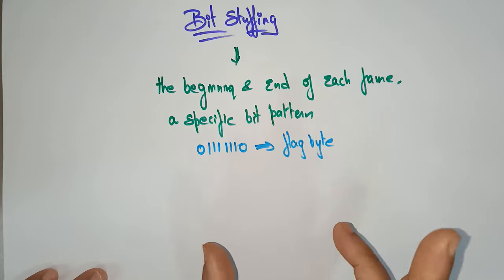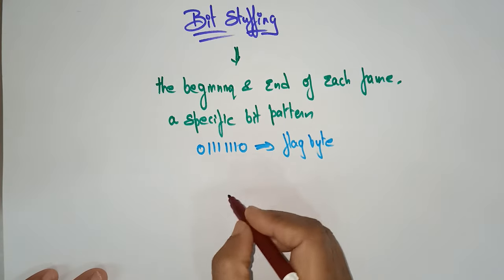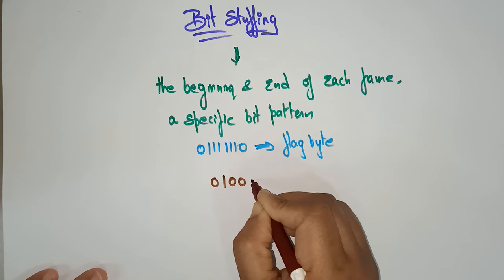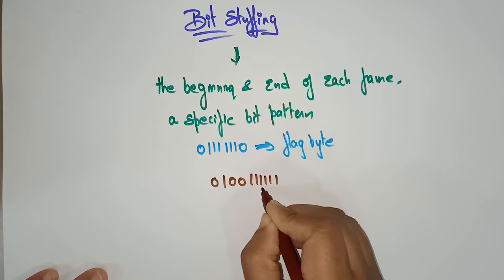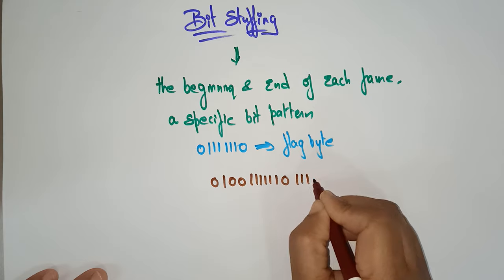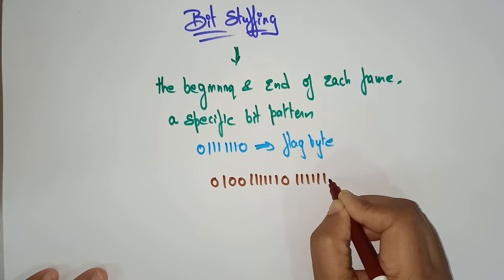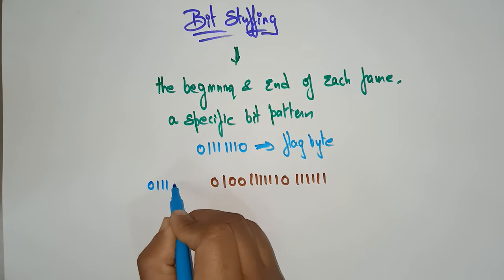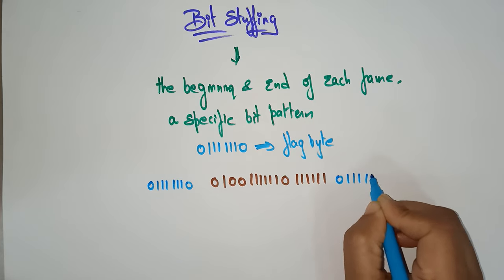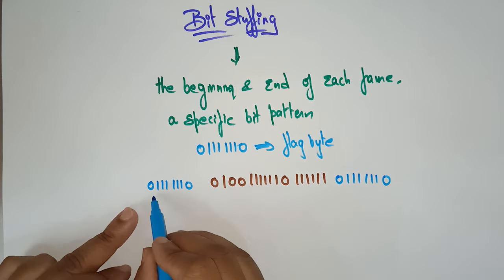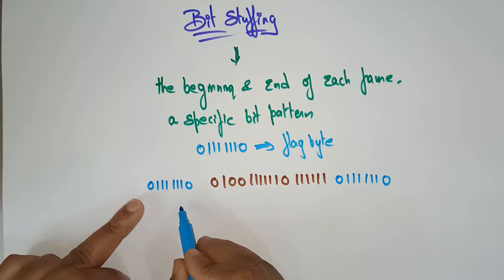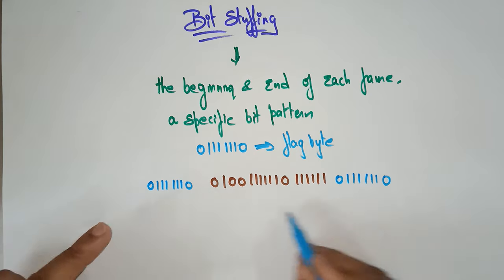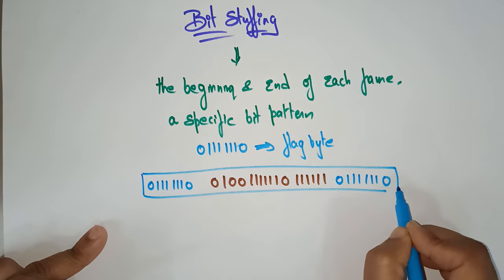So I am going to attach this flag byte to my original data. Let's take my original data as 0, 1, 0, 0, then 6 ones, and again 0, again 6 ones. This is my original data. Now I want to transmit this original data from sender to receiver, so I am going to insert the flag bytes: 0, 6 ones, 0, then the original data, then 0, 6 ones, 0. This is the original data, with the starting and ending flag bytes around it.